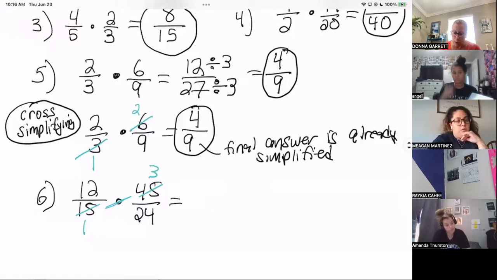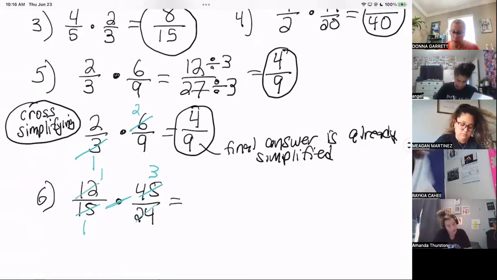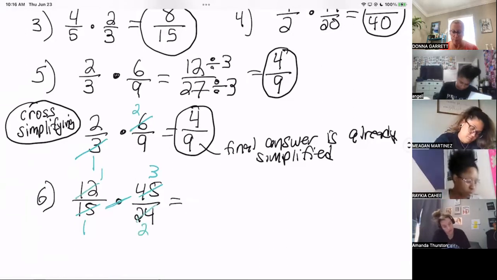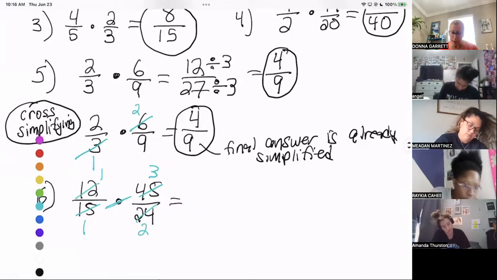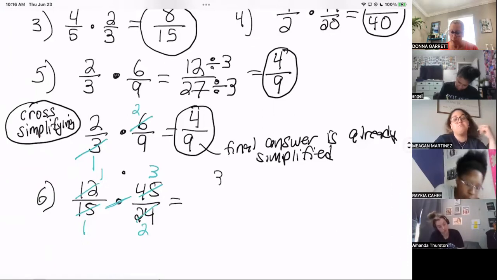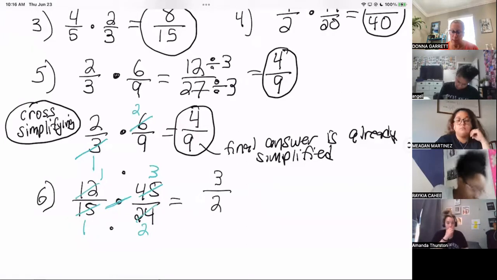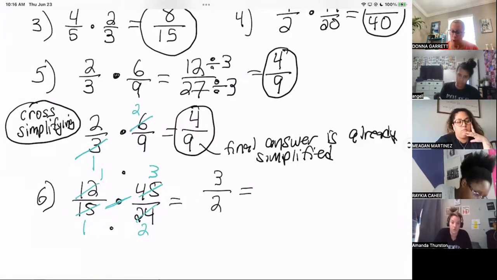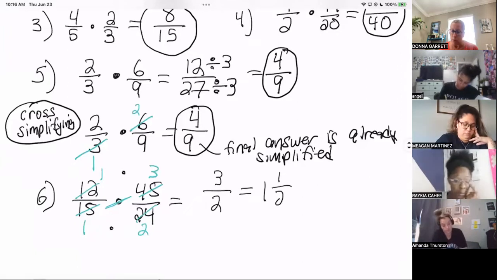Now let's look at the 12 and the 24. I can divide both of them by 12, but that becomes 1, and this becomes 2. And now when I multiply across, I look at my new numerator. 1 times 3 is 3. 1 times 2 is 2. And I would simplify that to be a mixed number. How many 2s are in 3? 1. How many left over? 1. 1 and 1/2.